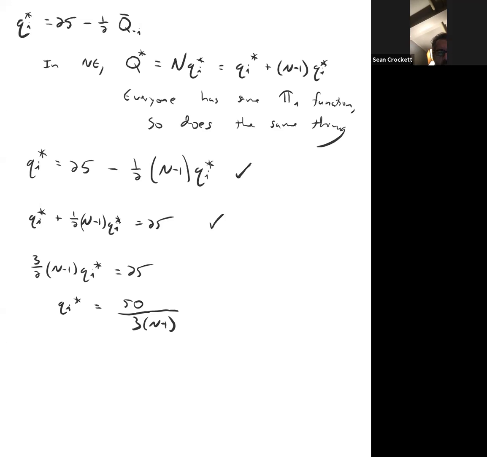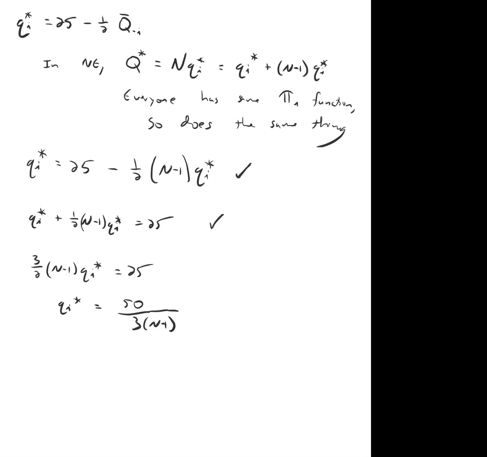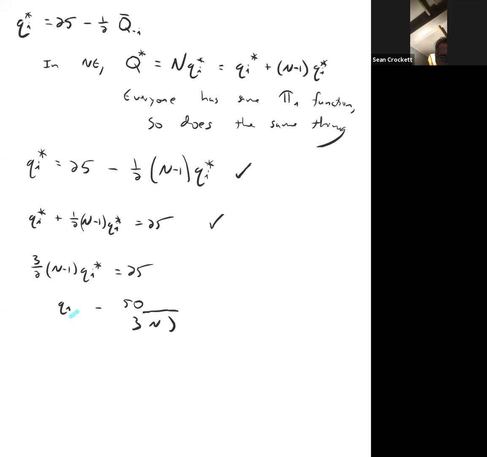So that should be okay. I think this last step is something wrong with it because this one is right. Yeah, I think I'm good up to that point. And so let's see. I can say, well, n minus 1 times qi star is equal to 50/3.